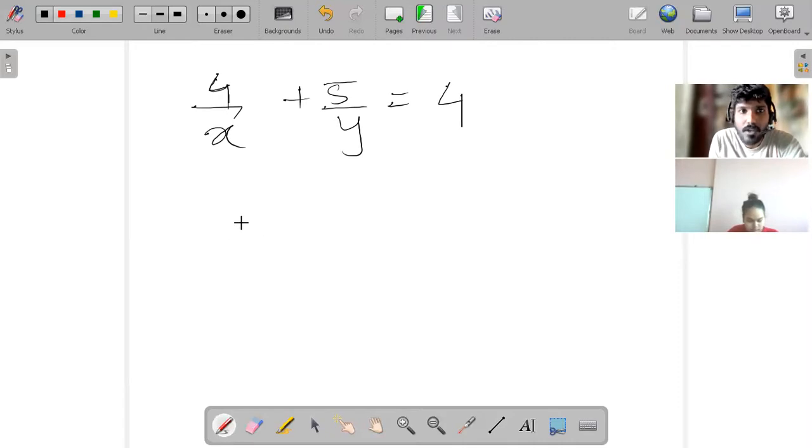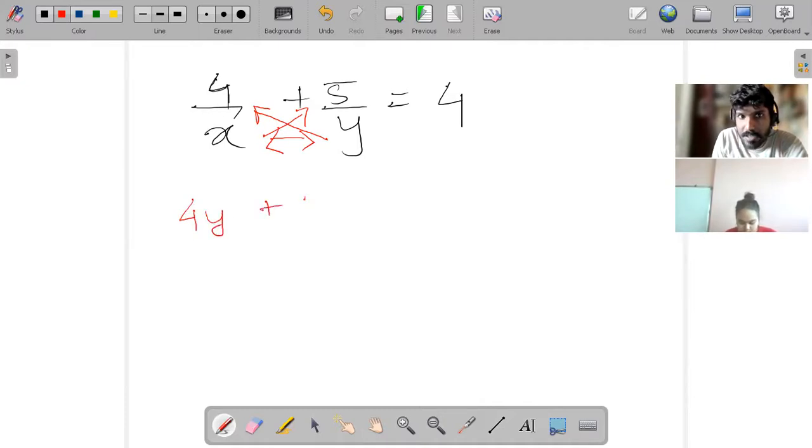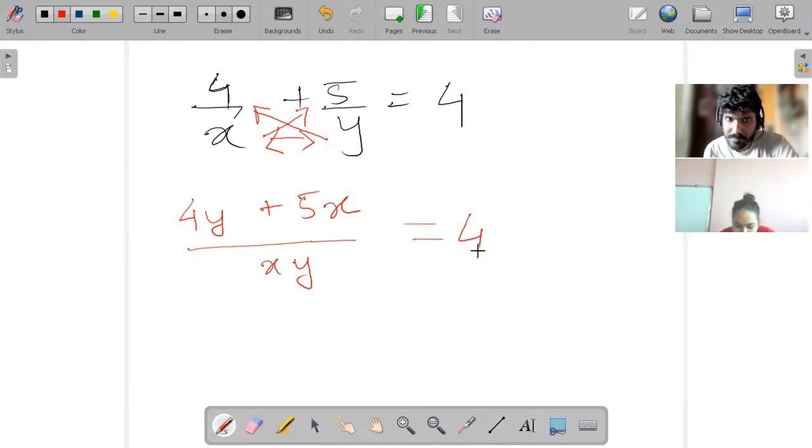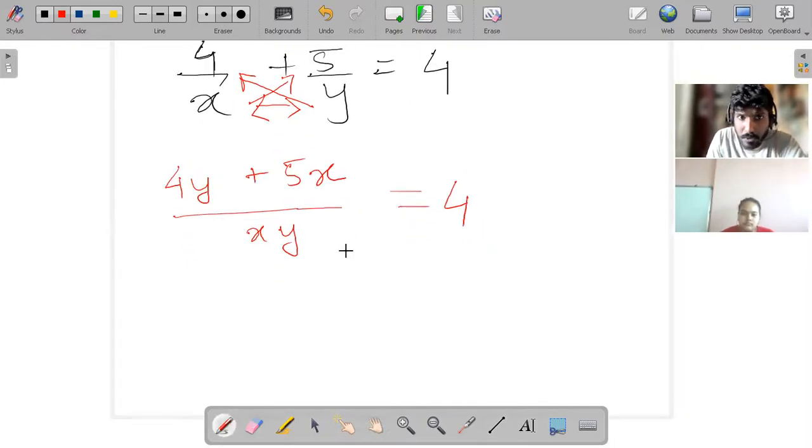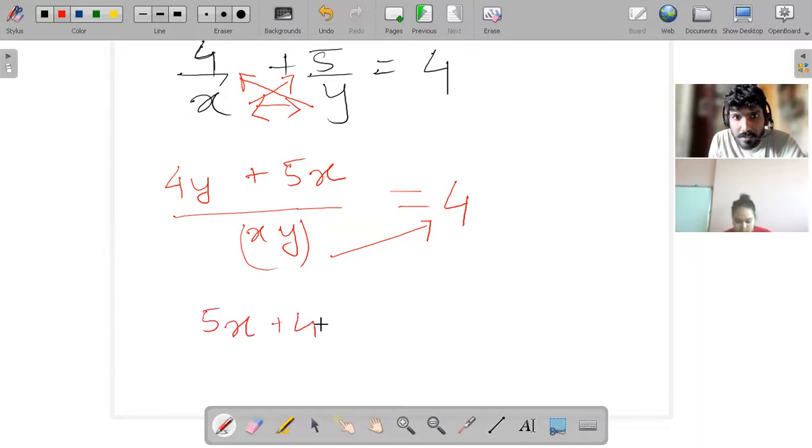Okay. So here, if we do cross multiplication, it will be 4y plus 5x upon xy is equal to 4. Is this clear? The step? Yes. Now you get x into y, the denominator. So if you take this side and rearrange, this will become 5x plus 4y equal to 4xy.